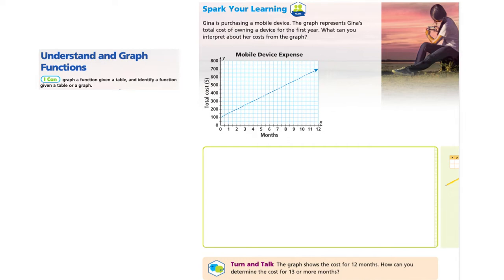So hopefully you worked on this on your own a little bit. But let's start here. So they have total cost, and here at $100 is where the line begins. So that's interesting. It doesn't start at zero. So that tells you something. And so hopefully you kind of thought about the fact that if the initial cost is $100, that's probably the cost of the device itself. So cost of device is $100.